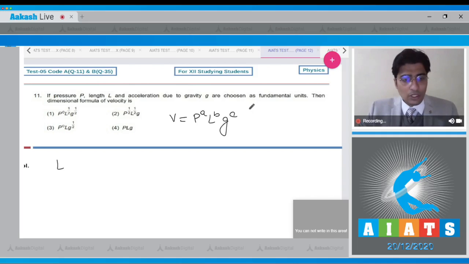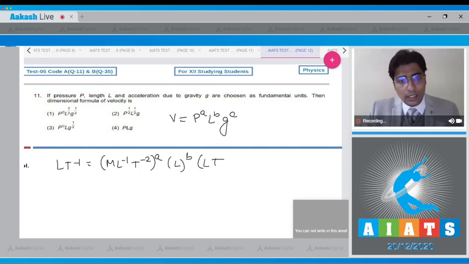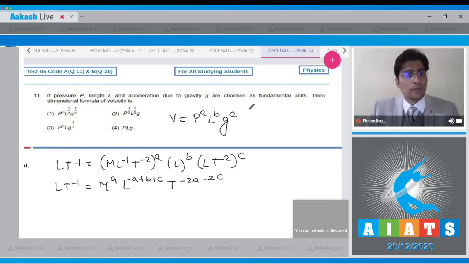On the left hand side the dimension will be LT minus 1. On the right hand side the dimensions will be ML minus 1 T minus 2 to the power A. These are the dimensions of pressure. The dimension of length remains as L only and the dimension of G will be LT minus 2 to the power C. So this will be LT minus 1 is equal to M^A L^(minus A plus B plus C) T^(minus 2A minus 2C).